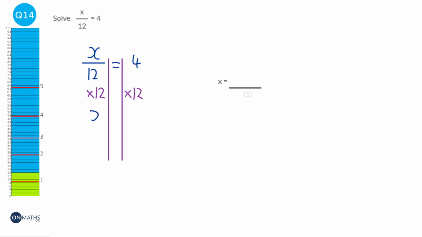So on the left hand side we're left with x. On the right hand side we do 4 times 12, which is 48. So our solution is x equals 48.